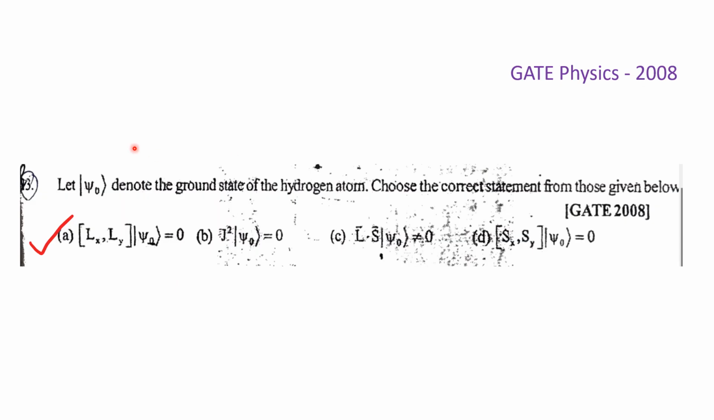As we can see, the first option, that is the commutation of Lx and Ly operating on the phi naught state, is giving 0. So we don't have to check the other options. The first option is the correct answer for this question.